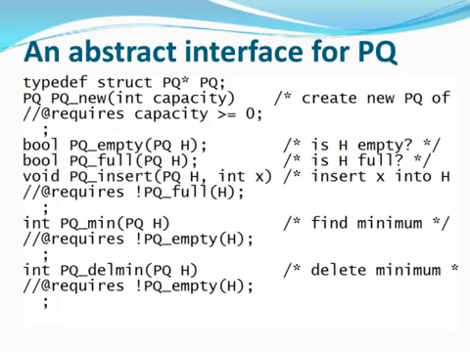In terms of implementation, we can define an abstract interface for the priority queue, such as priority queue new, which will create a new priority queue, checking for empty priority queues, full priority queues, inserting something into a priority queue if it's not full, and finding the minimum in a priority queue or deleting the minimum in a priority queue. These are the only operations we are asking it to perform. So how do we do that?